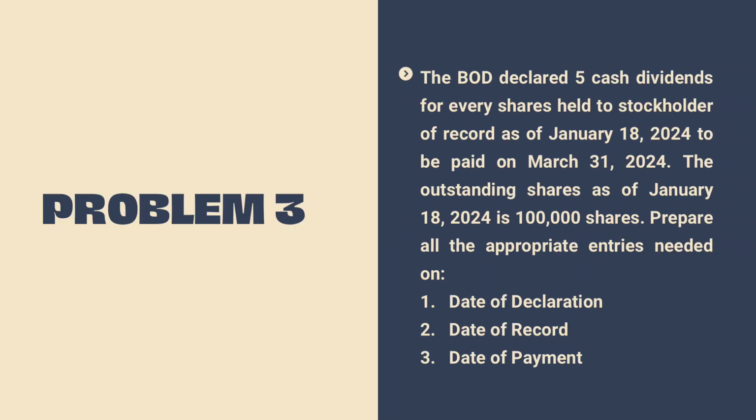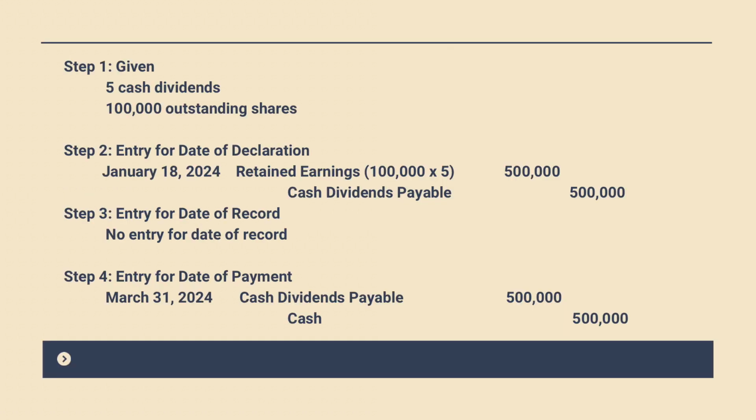For problem number 3, the BOD declared 5 cash dividends for every share held to stockholders of record as of January 18, 2024, to be paid on March 31, 2024. The outstanding shares as of January 18, 2024 is 100,000 shares. Prepare all the appropriate entries needed on date of declaration, date of record, and date of payment. So in this problem, it is asking for the entries of date of declaration, date of record, and date of payment. Step 1 is the given. Our given is 5 cash dividends and 100,000 outstanding shares.